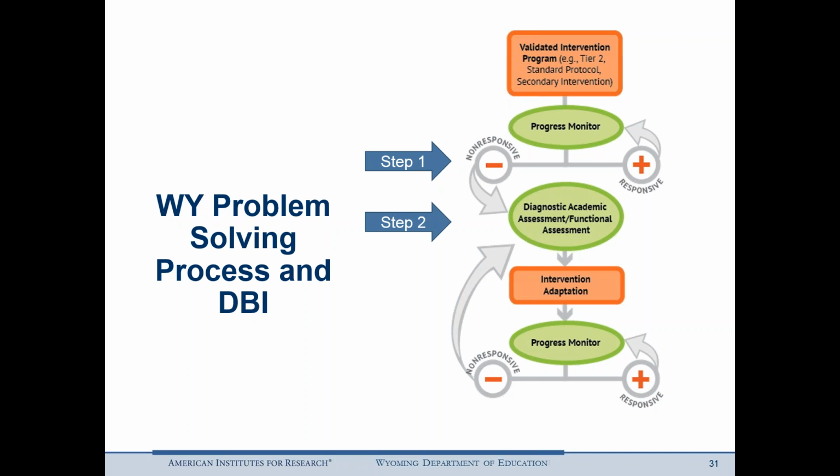Similar to the problem-solving process at Tier 2, which was just modeled, the DBI process begins with identifying Step 1, what is the problem? Progress monitoring data at this step helps the team describe the problem. Initially, the problem is defined as no or inadequate response to a standardized intervention.